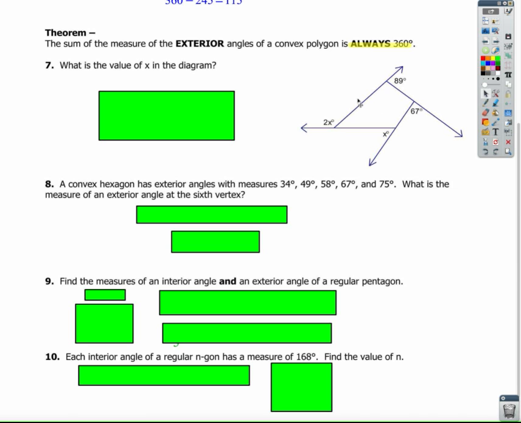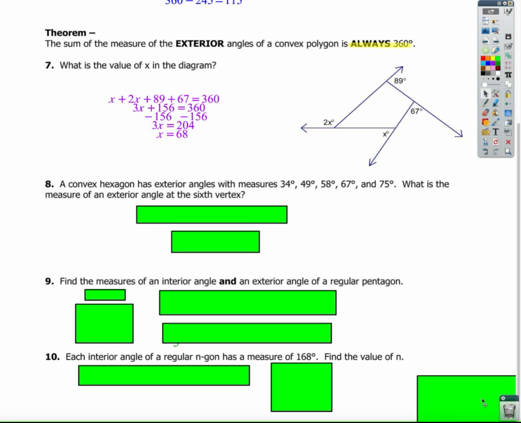So looking at this diagram, if you notice, this shape inside, while not a regular shape, is a quadrilateral. It has 4 sides. Therefore, it has 4 exterior angles, you can see, which are created by extending each of the lines. And I know that those 4 angles have to add up to 360 degrees. So I can set up a simple equation. x plus 2x plus 89 plus 67 has to equal 360 degrees. And when I simply solve that, I will see that x has to equal 68.